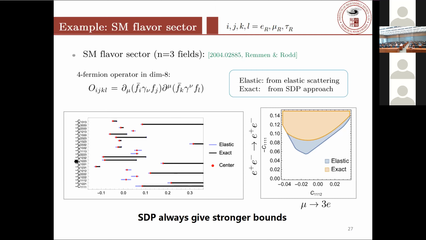If we pick two of them to form a 2-dimensional parameter space, the elastic bound shows that the flavor violating effects will set a lower bound on the flavor conserving effects. And our SDP approach shows that we improve the elastic bounds.